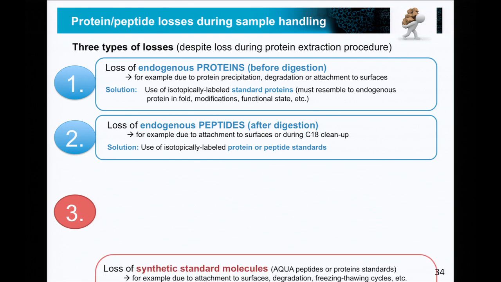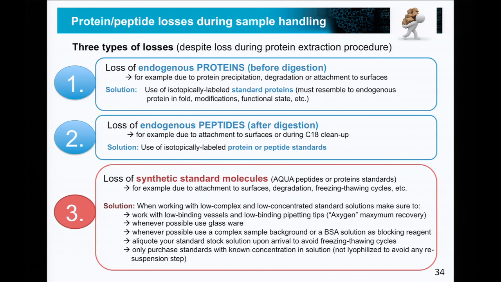And then there's the third type of loss that is often maybe a bit forgotten, and that's the loss of the synthetic standard molecule. If you work with these AQUA or protein standards, they're actually super nasty. We just said this already. When you have highly pure solutions of these things, you can lose peptides while you pipette from one vial into the other by attachments to surfaces. Degradation and freezing-thawing cycles can be a big issue for specific peptides, for others not at all.